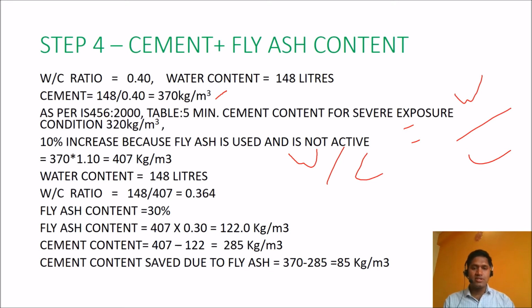So a 10 to 15% increment in the total binder content you need to do if you are using any other mineral admixtures. That is 370 times 1.10, because of an increment of 10% of the total binder, it comes to 407. It is just like 370 plus 37, where 37 is 370 into 10 divided by 100. So you will get this much total binder content. In this total binder content, again you have to proportion fly ash and cement, that will decide.